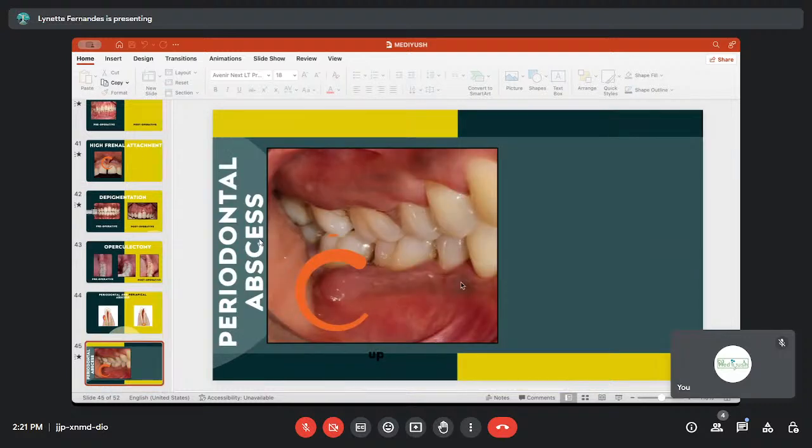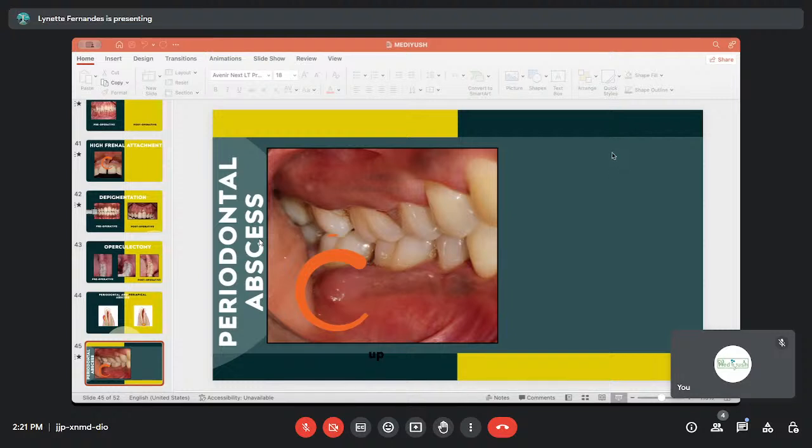Let's see a case of periodontal abscess. So this is the periodontal abscess and this is the 1 month follow-up. So how did we treat this case? This was the abscess. We saw the probing depth, deep pocket. You can see this area, these things.